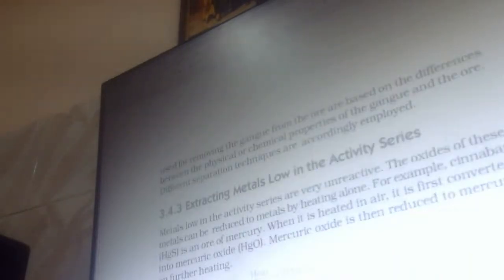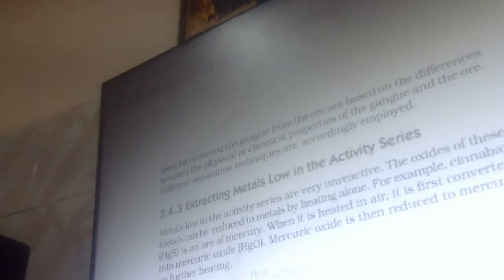Ores are contaminated with large amounts of impurities, soil, sand, etc. This is gangue. It must be removed prior to extraction. The process for removing it differs based on the physical and chemical properties of the gangue, so separation techniques are employed accordingly. First is enrichment of the ore, because we have to remove the gangue from it.